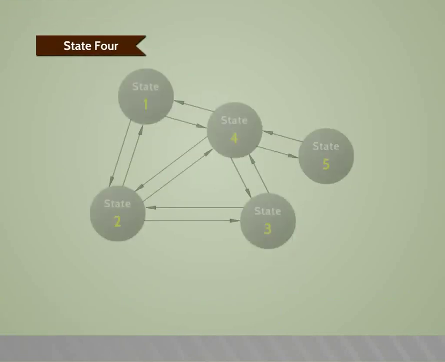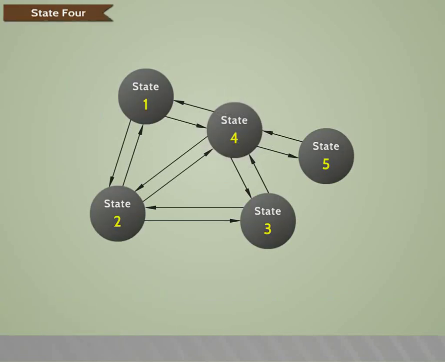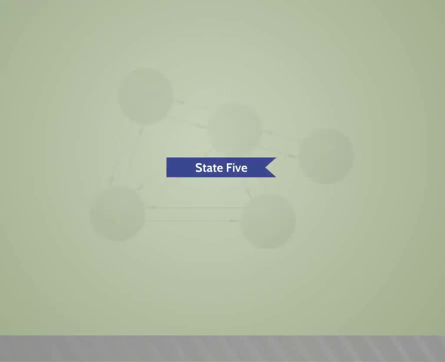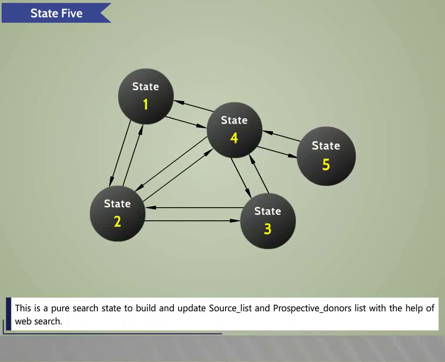State 4. This handles the report generation for internal as well as external use of the system. State 5. This is a pure search state to build and update source list and prospective donors list with the help of web search.